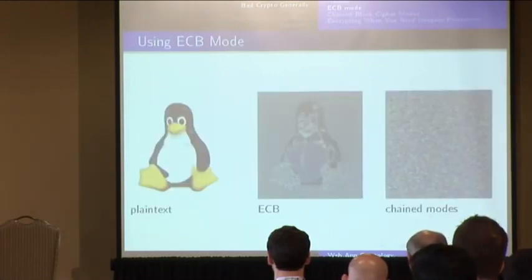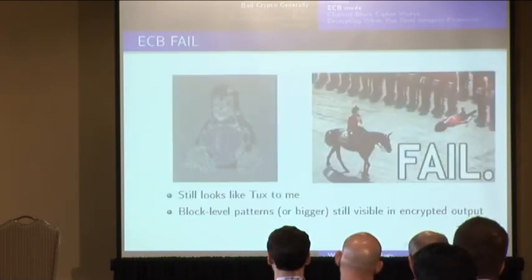And why is this important? Well, this is why it's important. If your plaintext is on the left, electronic codebook mode, you can still see that that's Tux. And so all the other modes, the chained modes, fix this problem, and that's what's on the far right. So this is not just trivial. So it still looks like Tux to me. It's still recognizable. So that's sort of a fail.